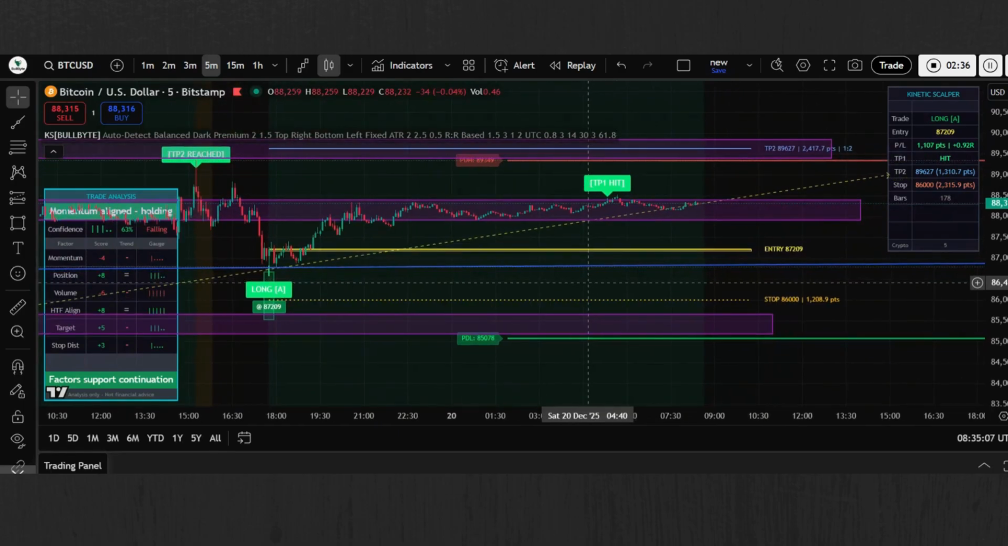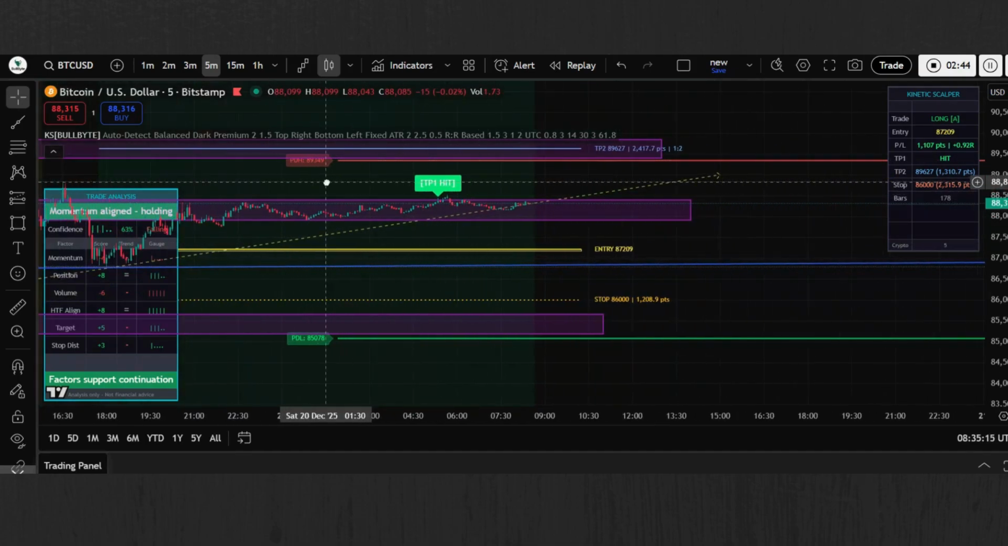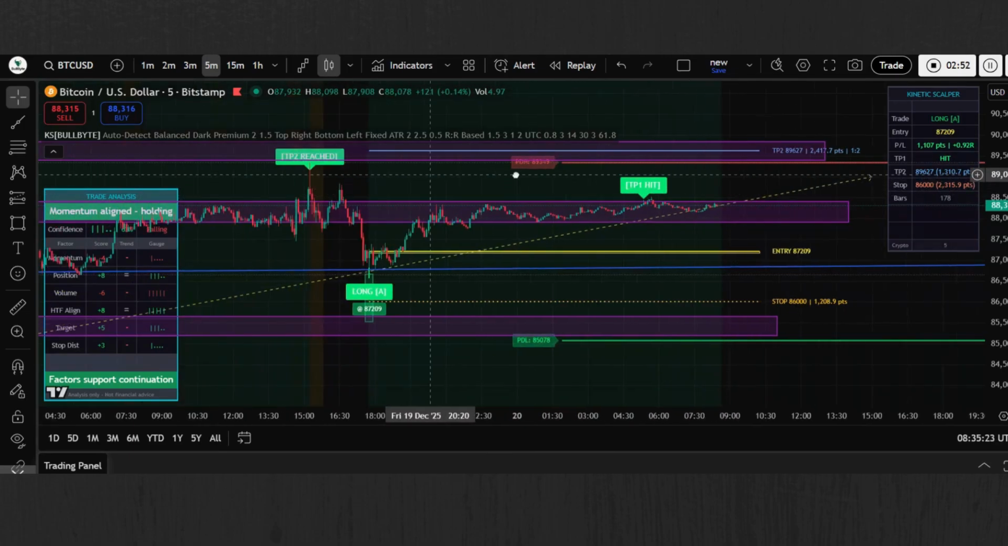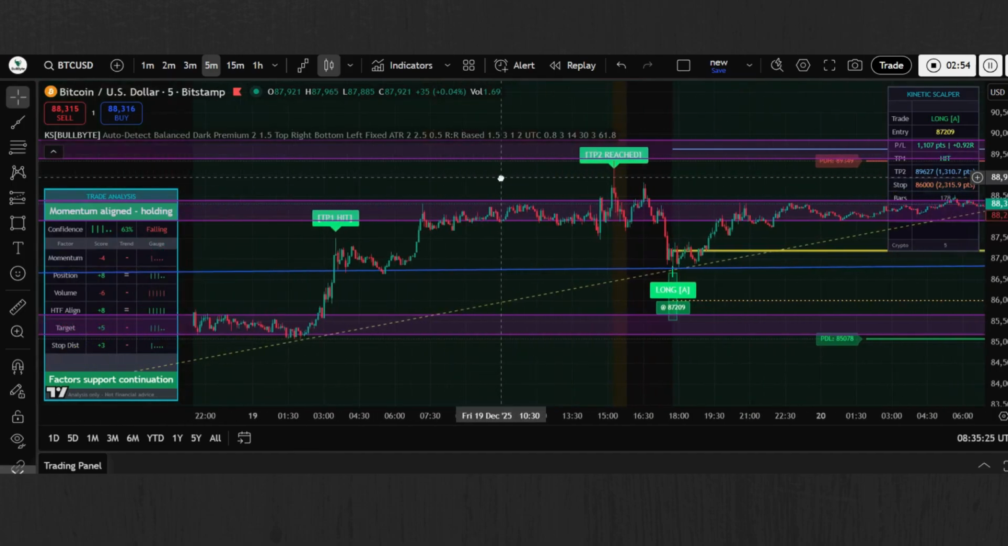Now, let's turn on the Kinetic Scalper. Look at this. See these signals at the bottom? These aren't random. These are confirming what we already suspected from our price action analysis. Look here. Price came down to our 1-hour support level, and boom, Kinetic Scalper fired a buy signal. That's not luck. That's confluence.